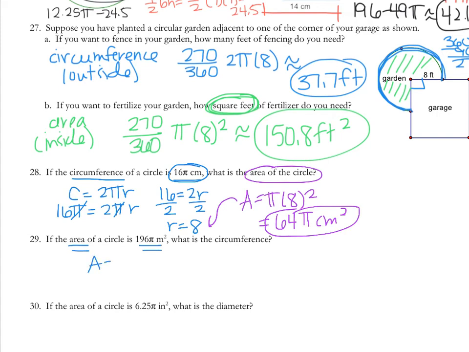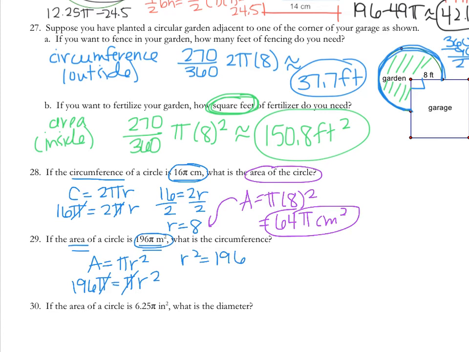Then if we look at number 29, they are starting us off with the area. So that's the formula you're going to start with. Fuzzy Wuzzy was a bear, area equals pi r squared. Then we're going to take that 196 pi and plug it in as the area. And then you're just going to keep solving this. So the pi's would cancel. We get r squared equals 196.